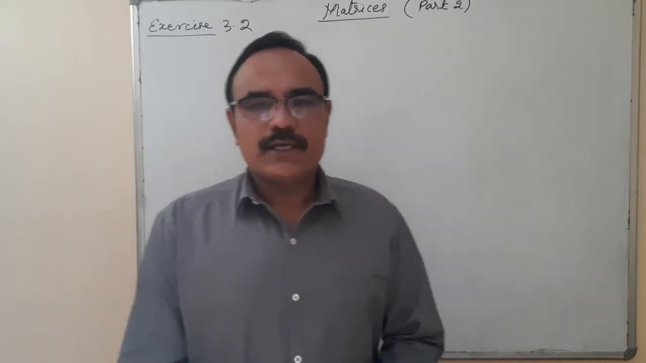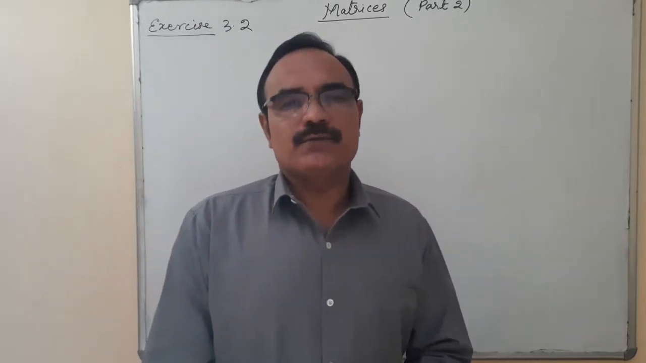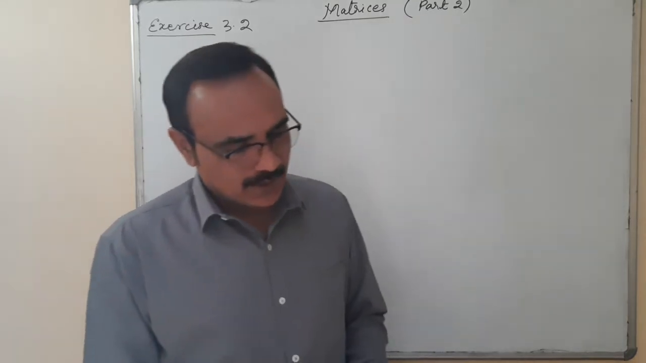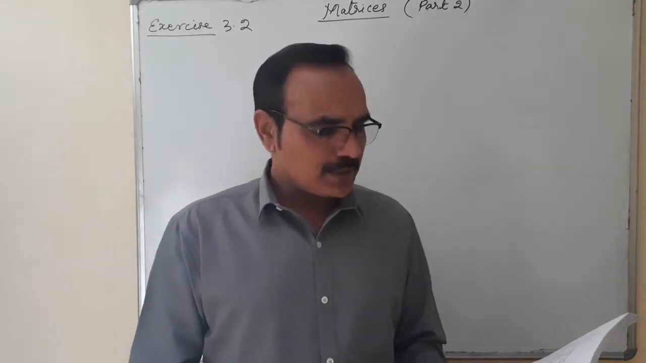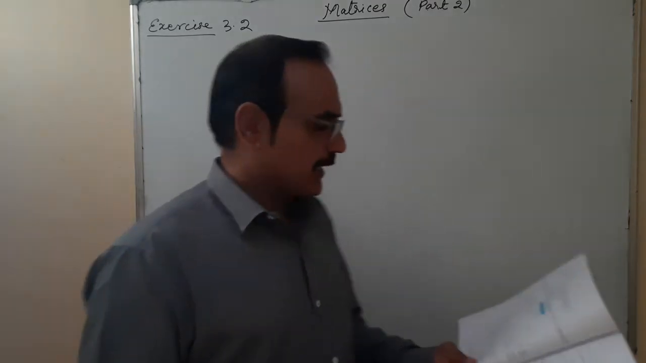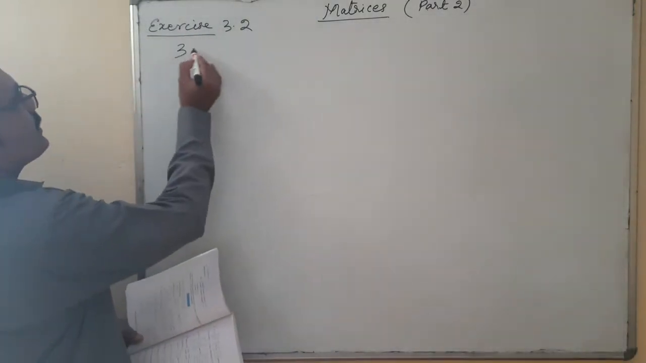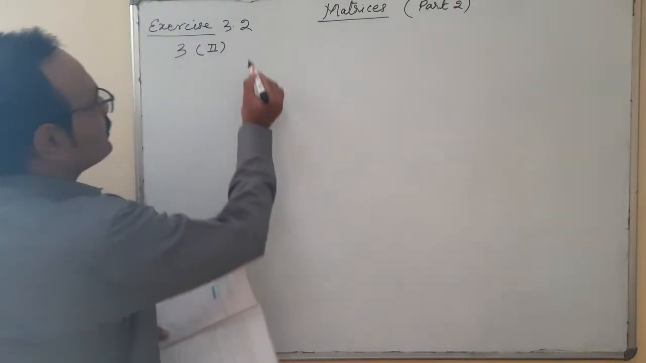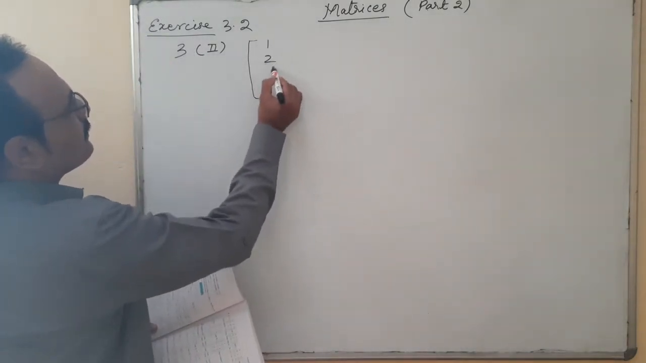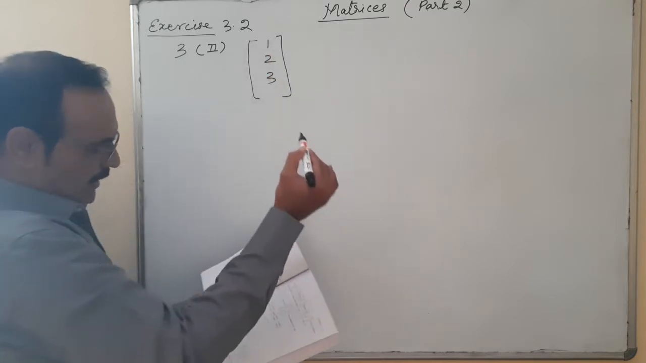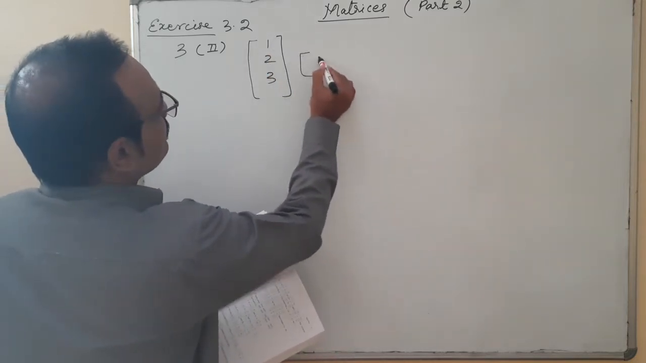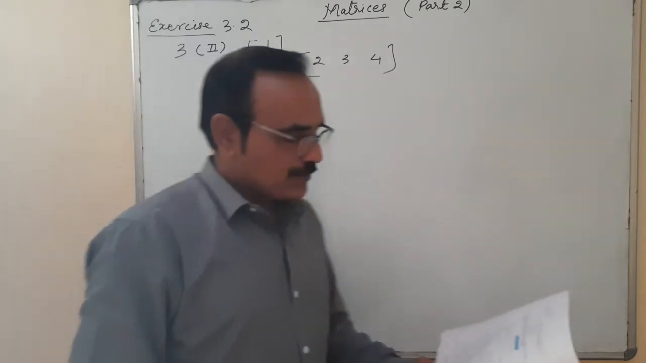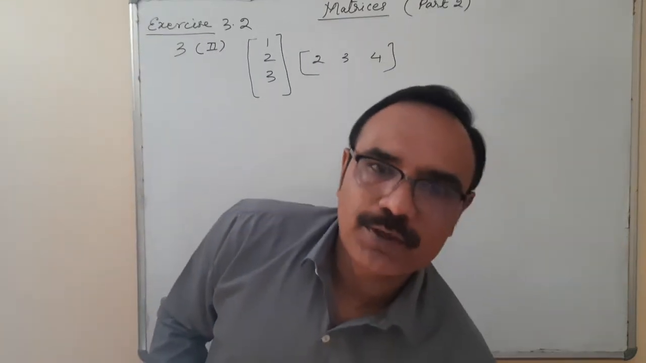Hello. In continuation of this exercise 3.2, chapter Matrices, I am taking some questions from the NCERT book. Question number 1 we have already discussed. Now I am taking question number 3, second part. It is the matrix 1, 2, 3 and the second matrix is 2, 3, 4. The question is to compute the indicated product. We are going to compute it.